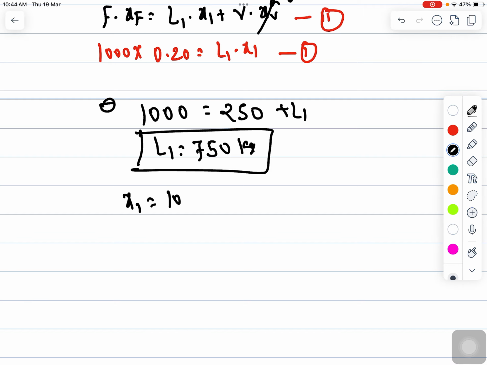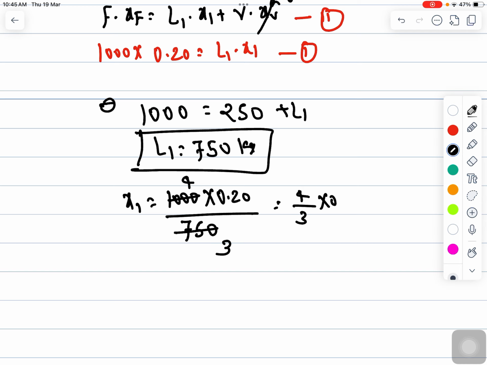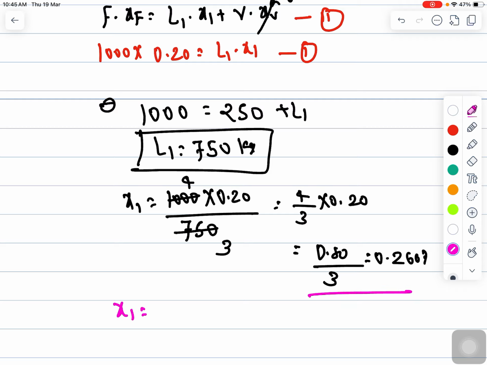Once we get the value of L1, then we can calculate the value of X1. X1 will be equal to 1000 into 0.20 divided by 750. So this will be 4 by 3 into 0.20. Is that clear? So this is 0.80 divided by 3, that is equal to 0.2667. So the composition leaving the first effect is 0.2667, right?